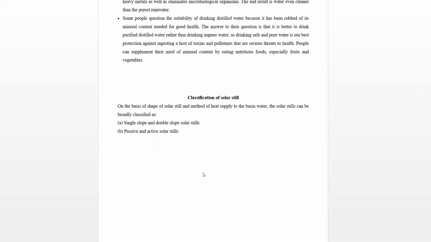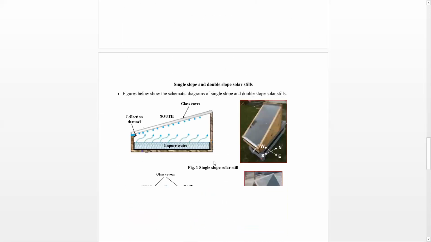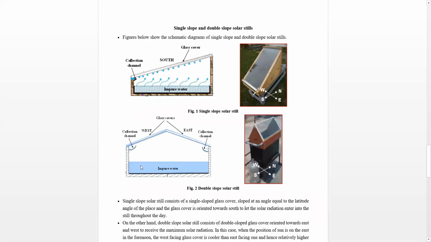So I will explain both the types of solar cells one by one. So first, single slope and double slope solar cell. Here you can see the figures of this figure one, the single slope solar cell that we have already shown in previous pages, and this is the double slope solar cell.